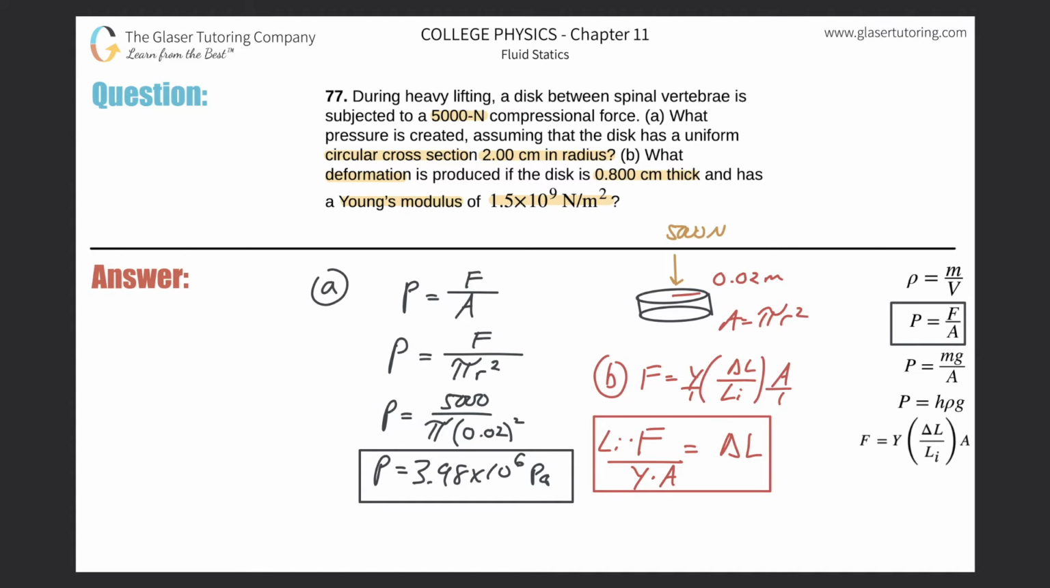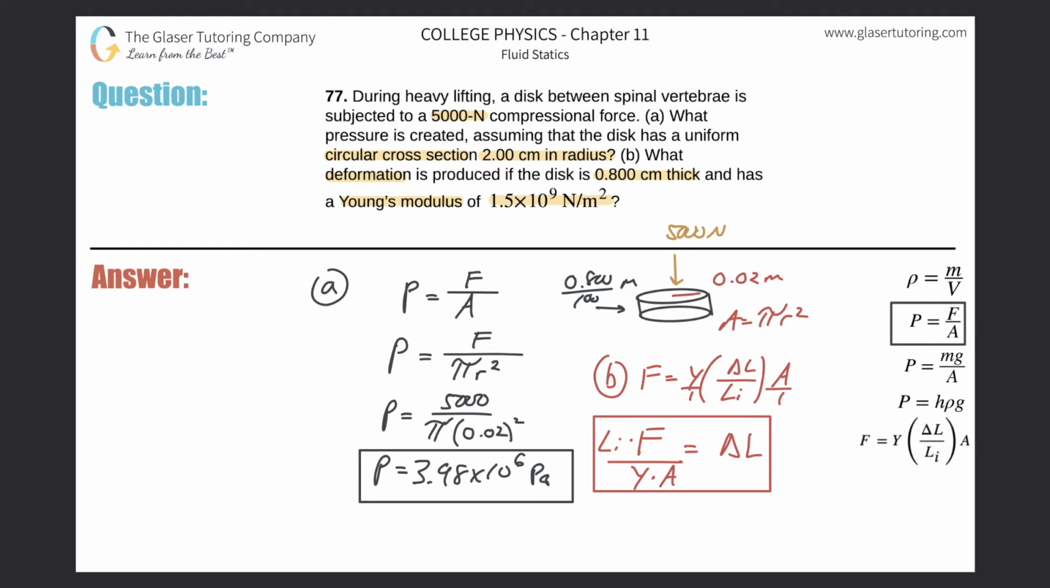And now all we've got to do is plug in the values, because we know all the variables here. In terms of the initial length, they're talking about the vertical height, so this length is essentially the vertical height. They told us it's 0.8 centimeters thick. Again, we need to have this in terms of meters, so just take this value and divide it by 100. So I'm just going to leave it 0.800 over 100. That's the value now in meters.